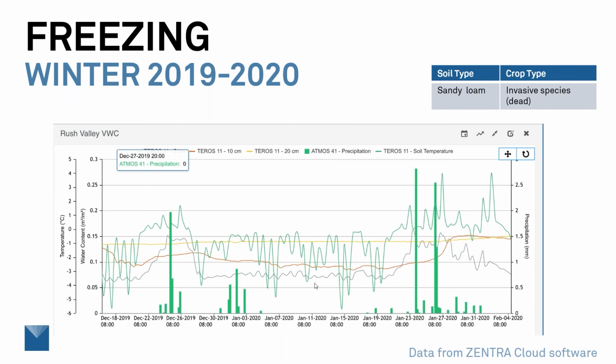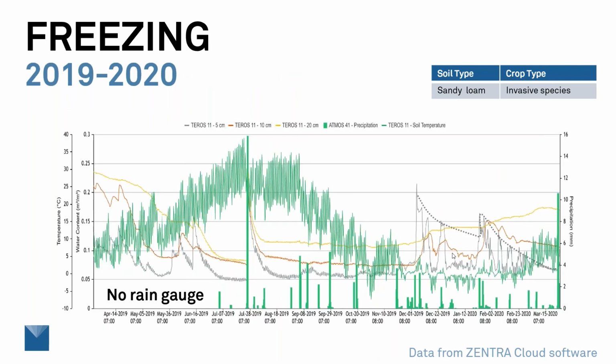It's thawed here. It's frozen here. You can just get a feel for what that looks like when we have freezing temperatures. And now I'm going to show you a big picture. This is from an entire year's worth of data. So you can see all the trending in the water content data, just like it should.